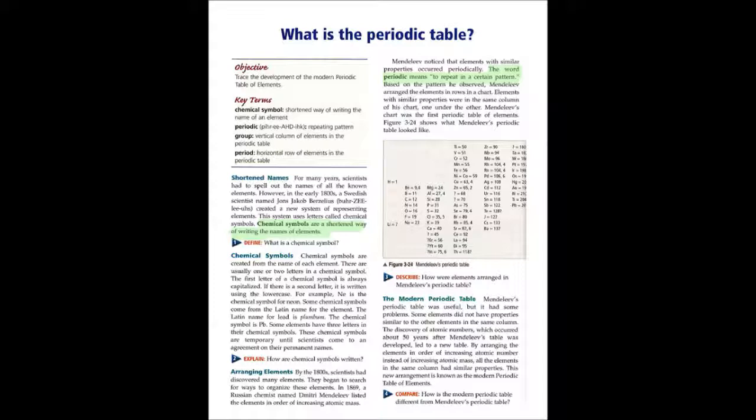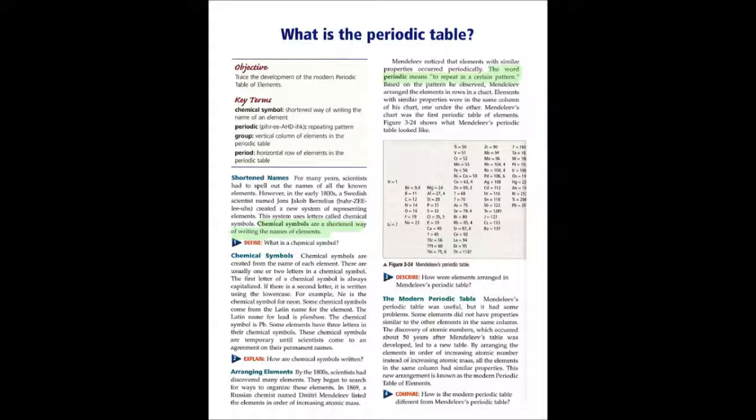Checking concepts. 1. How is the first letter of a chemical symbol written? 2. How are the elements arranged in the modern periodic table? 3. What are the horizontal rows of the periodic table called? 4. How are elements in the same group similar? 5. Which scientist developed the first periodic table?